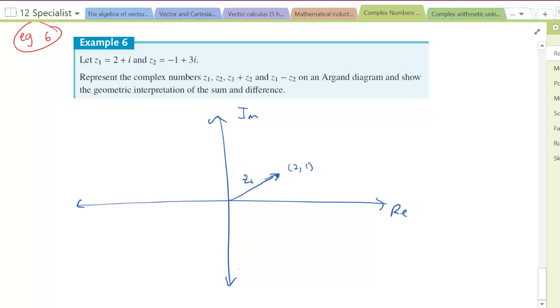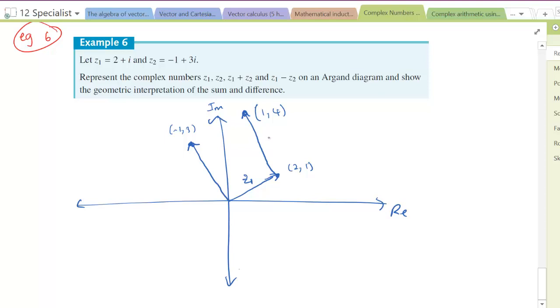And that is Z1. Now Z2 is negative 1 plus 3 in the imaginary. So that's negative 1 in real, 3 in the imaginary. And so we end up with that point negative 1 and 3. Now we need to look at Z1 plus Z2. So Z1, and if we add Z2 onto it like we would a vector, so that means we're going 1 back and 3 up, takes us up to 1, 4.